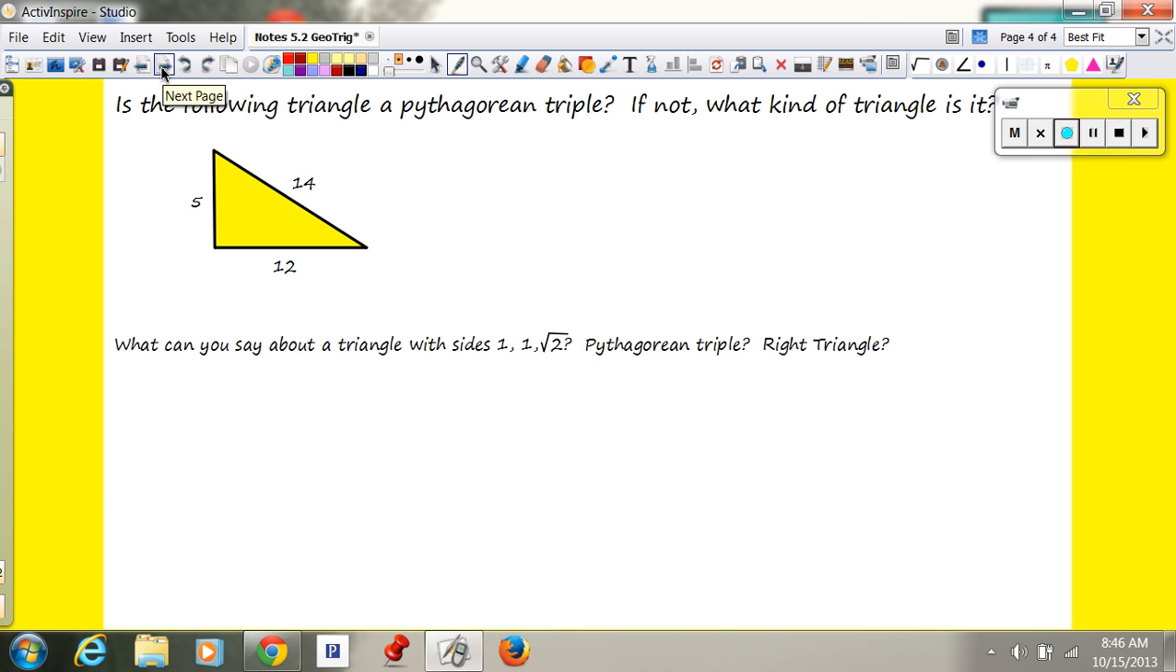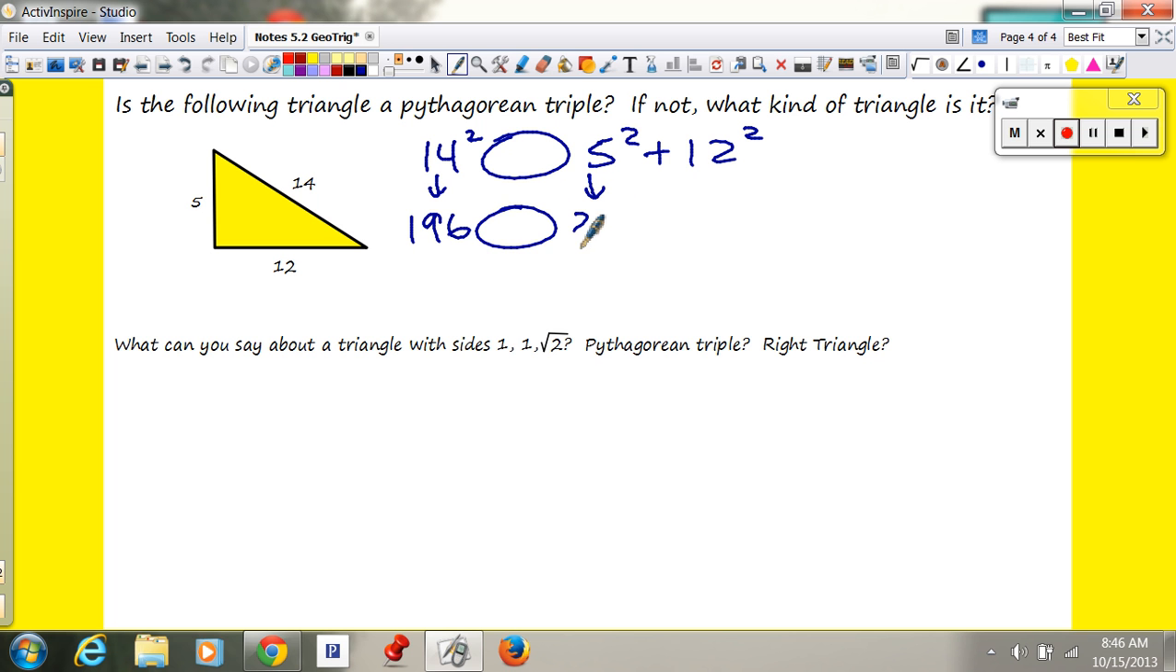Is the following triangle a Pythagorean triple? If not, then what kind of triangle is it? Is that a Pythagorean triple? Do we even know if it's a right triangle? Which one's my c? Okay, so 14 squared. I don't know if it's equal yet. Not sure. I'm going to see. 5 squared and 12 squared. What is 14 squared again? Good, 196. 5 squared we know is 25. And 12 squared we know is 144.